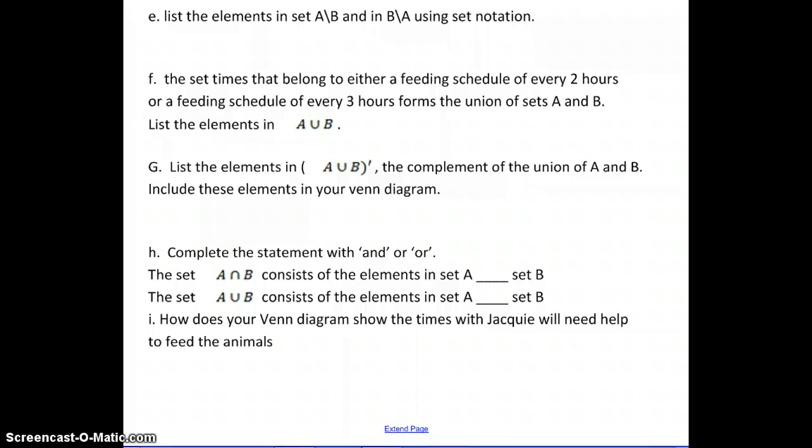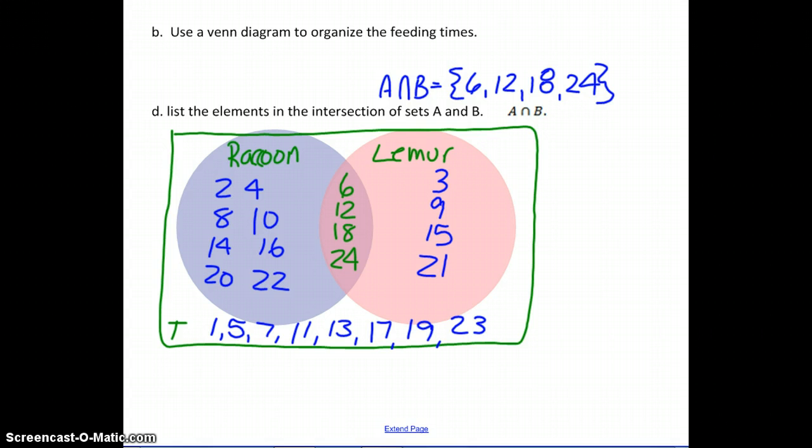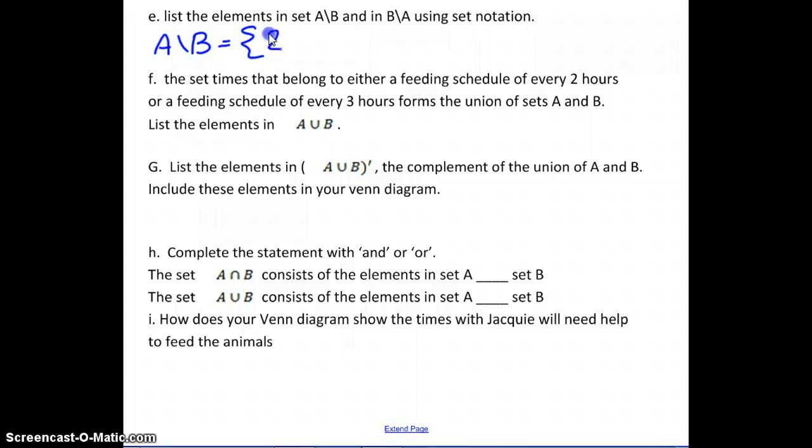Then we're going to list the elements in the sets A minus B and B minus A. This slash here means the ones that are in A but not in B, so A minus the ones in B. This means B minus the ones in A. So A minus B is going to be all of these ones in just the raccoon, not in the overlap part: 2, 4, 8, 10, 14, 16, 20, and 22.